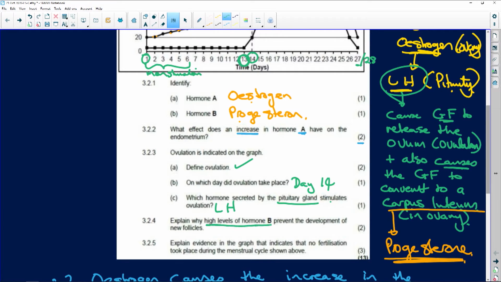You can write it out if you want to, but it's so much easier just to put LH. It's luteinizing hormone. All right, then it says explain why the high levels of hormone B, now remember hormone B is progesterone. And if you can't remember, just write it down here for yourself so that you remember progesterone. I left the E off there. Okay, must be less careless than I am in the exam. So high levels of hormone B prevented the development of new follicles. That process is called a negative feedback process.